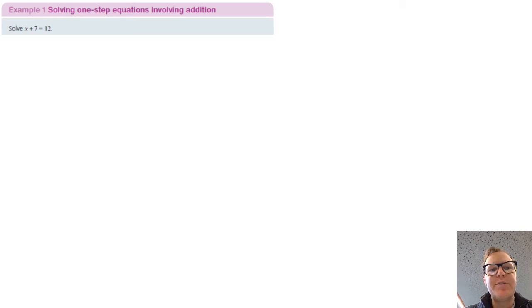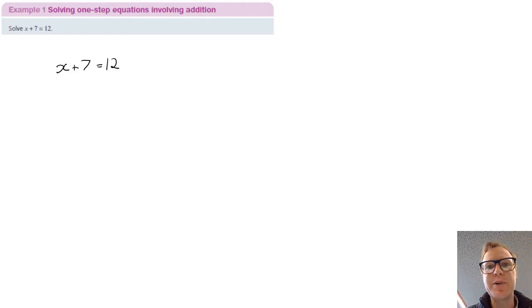So we're going to look at solving some one-step and two-step equations, just a few examples to go through with you here. The first example we've got is x plus 7 equals 12, and this is the working that you should show for each of your questions. We start out by writing the equation.